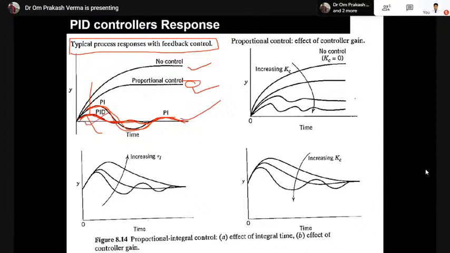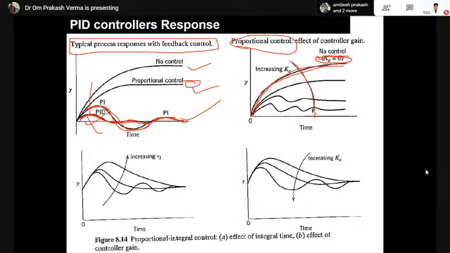Now see, this is the proportional control action we have used. Only the proportional control action is used here. And now we are going to increase the value of Kc. Here the Kc was zero. When Kc was zero, it means you are not using any type of proportional control or any type of control, right?